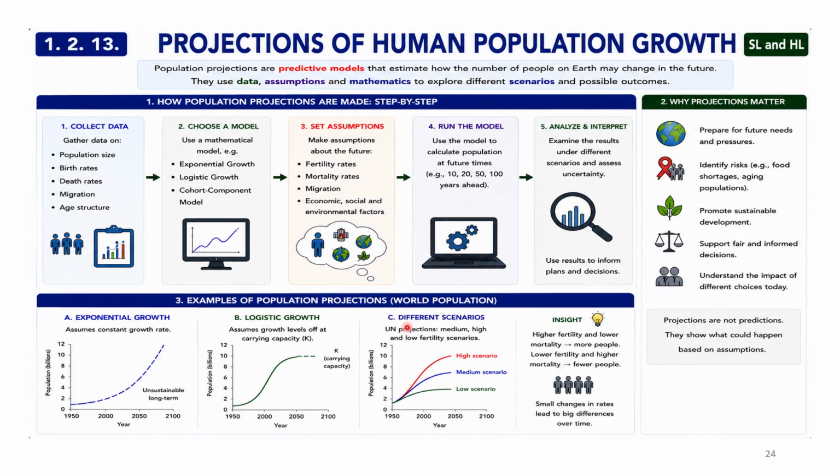The examples illustrate that exponential growth assumes unlimited increase, while logistic growth levels off as environmental limits are reached. Different assumptions produce different population trajectories, demonstrating that small changes in fertility or mortality can lead to large differences over time. These projections help governments anticipate future demands for food, water, healthcare, housing, and education, identify potential risks such as aging populations or resource shortages, and support sustainable development planning.